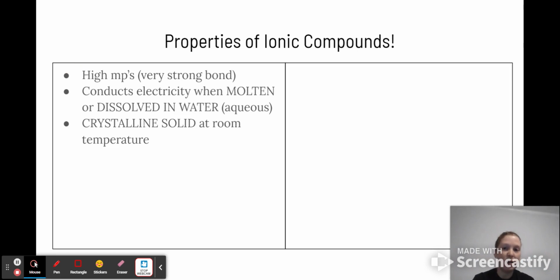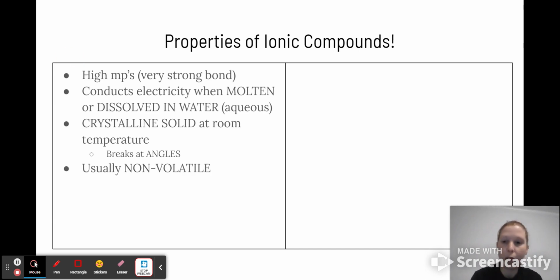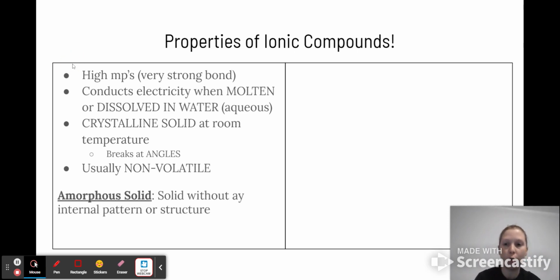These will be in crystalline solid form at room temperature. So if you've ever looked at a salt crystal, it's very geometric. It's not like any random shape. It's very cubical, and that's due to this crystalline solid property. And that also means that if you apply a force and break the ionic compound, it will break at the angles that you see in the crystalline solid. It won't just shatter or anything. These are usually non-volatile, which means they don't go into gaseous state easily. Normally that means they don't have much of a smell. You'll still have some smell, but not a strong odor.